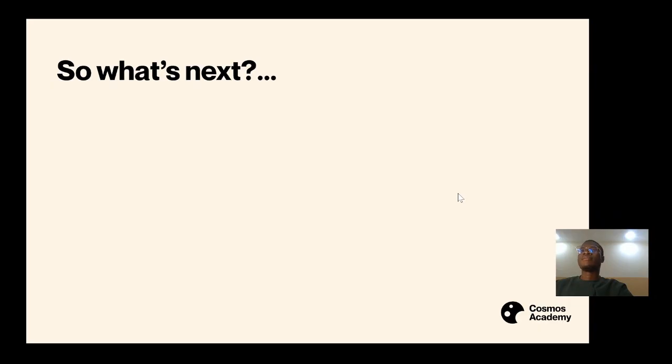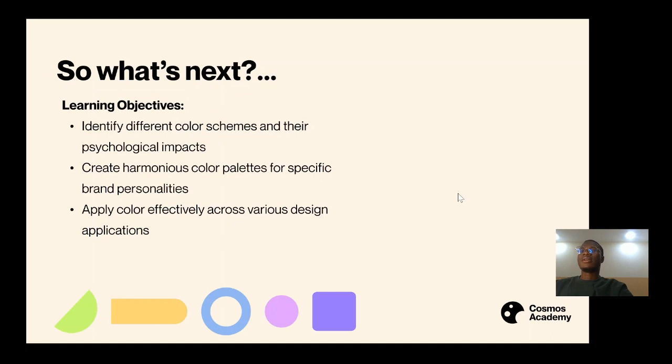So what's next? If you've made it to this point in this course, I would like to say congratulations to you, but we're just getting started. So in our next module, we'll be looking at some learning objectives, which will include identifying different color schemes and their psychological impact. We'll also be looking at how to create harmonious color palettes for specific brand personalities. We'll also be considering applying colors effectively across various designs.